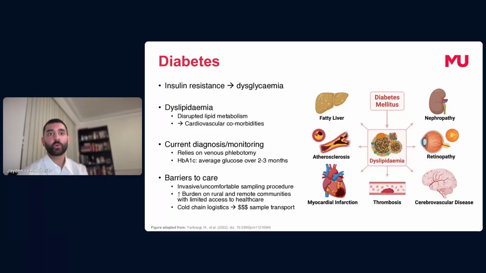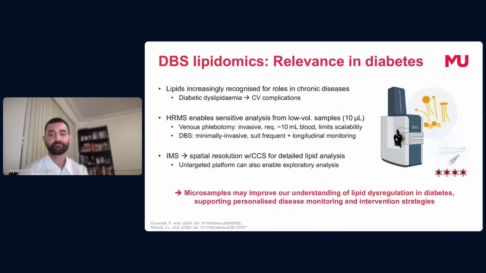Additionally, phlebotomy requires trained personnel, specialized equipment, and cold chain transport to preserve sample integrity, which can contribute to increased cost and reduce feasibility in rural and resource-limited settings. And given the disproportionate burden of diabetes in such communities, these challenges really highlight the urgent need for more accessible and scalable sampling methods to support long-term disease monitoring. So this highlights diabetes, in this case, as a really appropriate choice for where microsampling can be routinely employed.